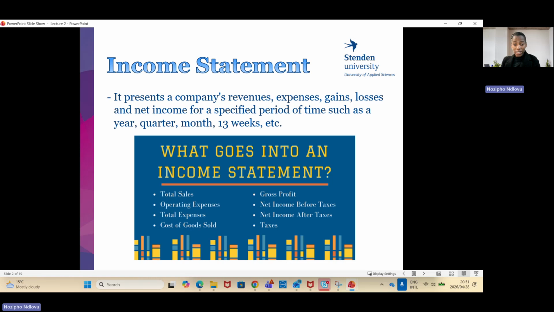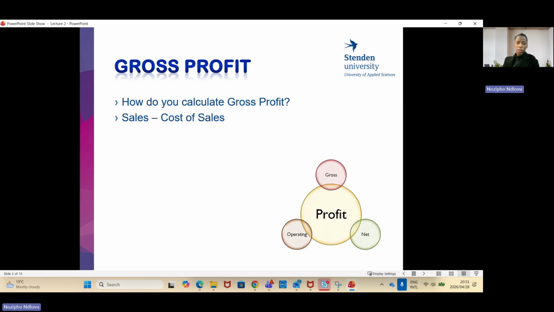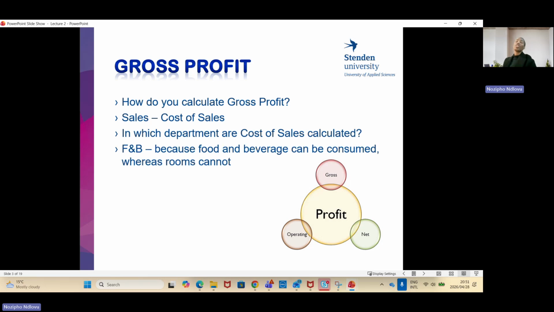We have total sales, how much did you make? Gross profit, operating expenses, net income before taxes, and then the net income also after the taxes. How much are you paying in terms of the tax that you need to pay to the government? So let's look into the gross profit.